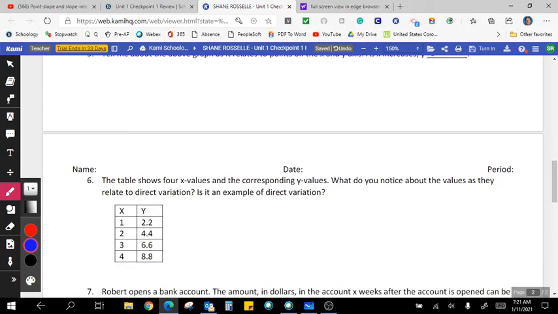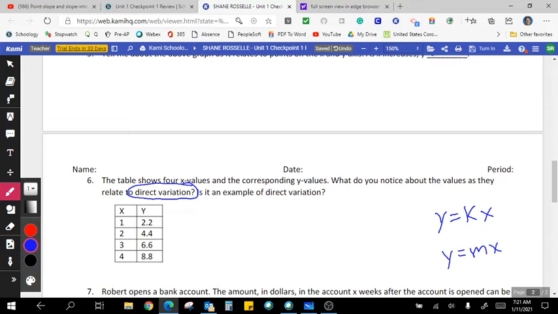All right, so the table shows 4 x values and the corresponding y values. What do you notice about the values as they relate to direct variation? Okay, so what is direct variation? We got to understand that. Direct variation is this thing called y equals kx, right? Y equals kx is the same thing as y equals mx. And it's the same thing as that slope-intercept form that I had written down earlier, mx plus b, but for direct variation, b is 0.